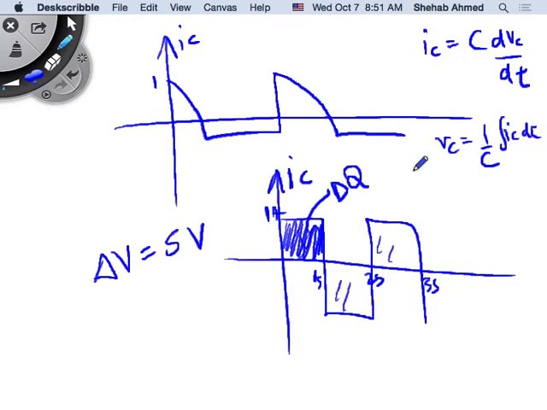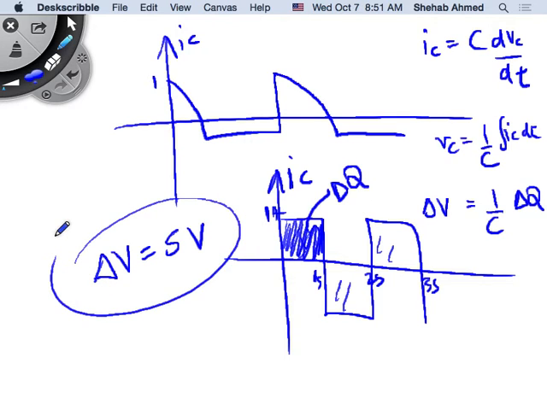So if I have now my delta Q, I've put in a certain amount of charge, I can easily calculate the amount of delta V that this delta Q will cause. Or if I have my delta V as a spec, and I have my delta Q, so my delta Q in this case is what? The area of this square is 1 amp times 1 second. So it's 1 coulomb, right? The delta Q is 1 coulomb. And delta V is 5 volts. So what is my capacitance? Delta Q over delta V.